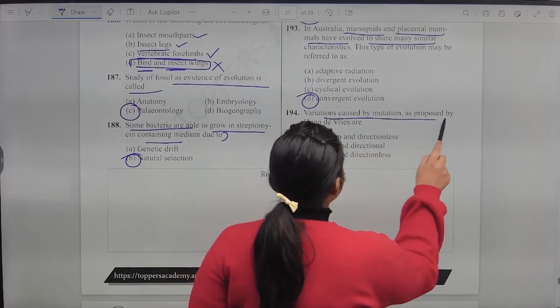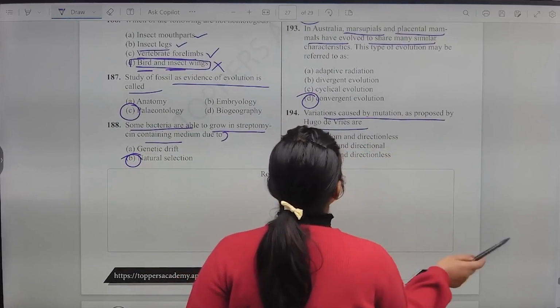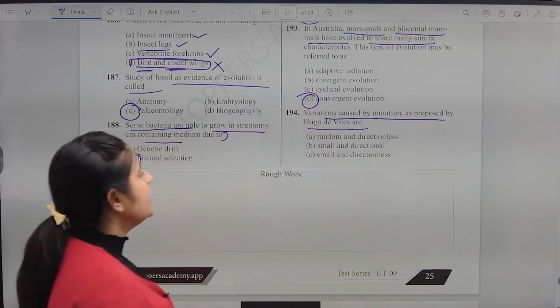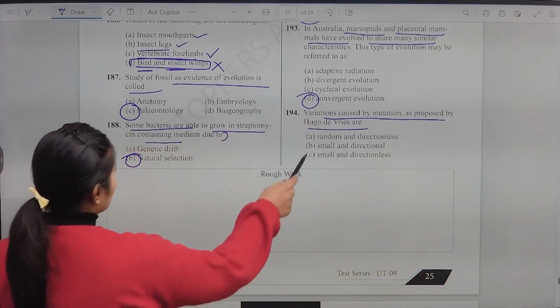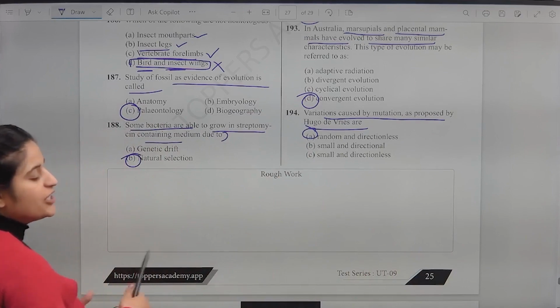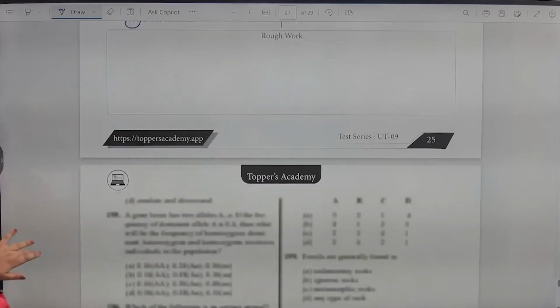Variation caused by mutation, as proposed by Hugo de Vries, is random and directionless. Okay, they say that the mutation is random and directionless.